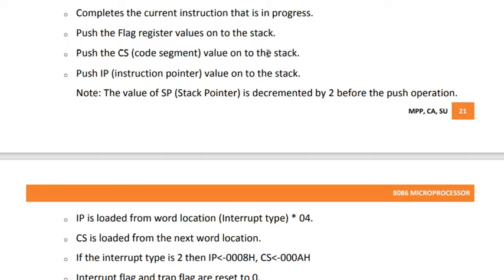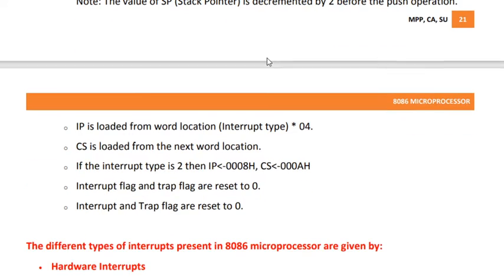Here, the internal implementation is also specified. The value of the stack pointer is decremented by 2 before the push operation takes place. So once the status of the main routine is stored onto the stack, that is the flag register, the CS and the IP, the IP will be loaded from the word location. That means IP will be loaded with the location where the ISR is present.